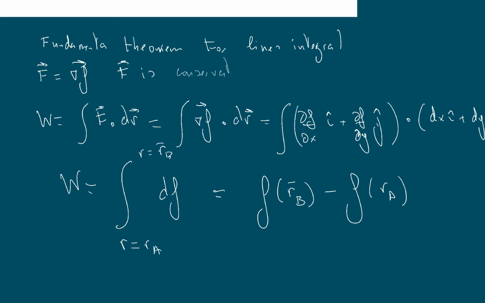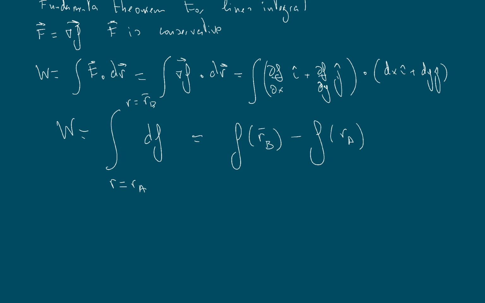So to be conservative means many different things that are all equivalent. For example, it means that the work for going from A to A is 0, because f of A minus f of A will be 0. It means, for example, that the curl of F is 0. Wow. Why? Well, the curl of F will be the curl of the gradient of f.